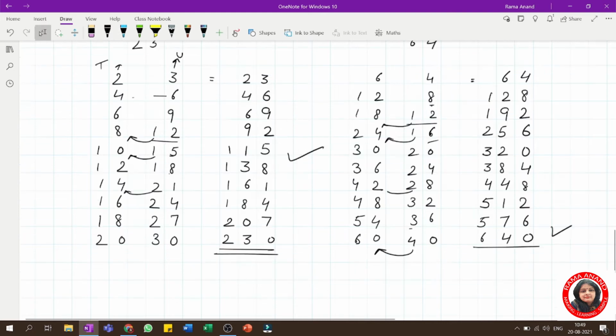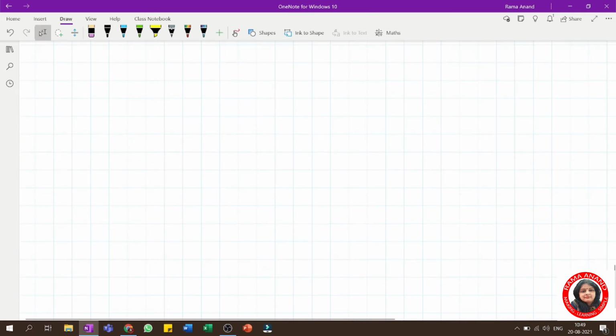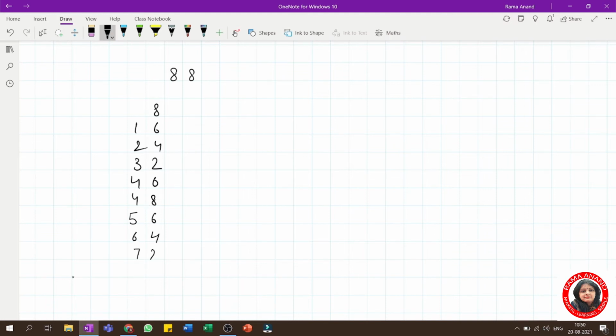Let's take one last example. I'm taking a number 88. Again, write the table of 8. 8 3s are, 8 4s are, 8 5s are, 8 6, 7, 8, 9, 10. Again, you have to write it here.